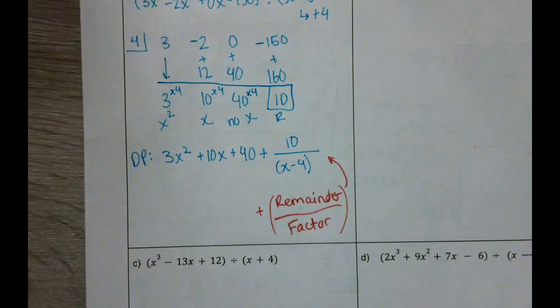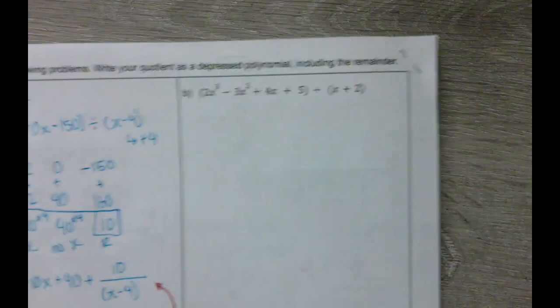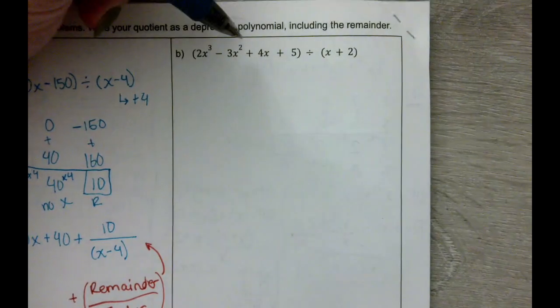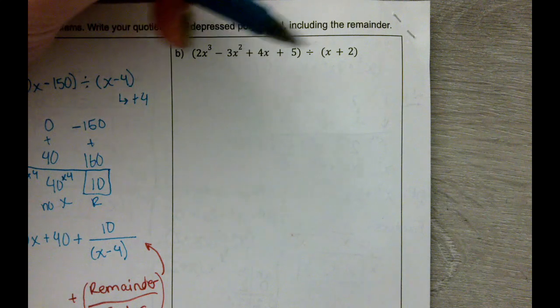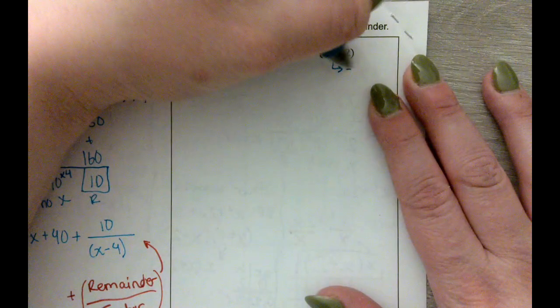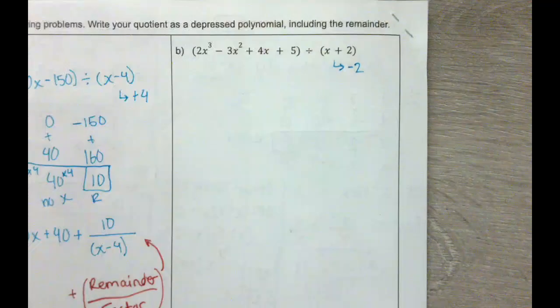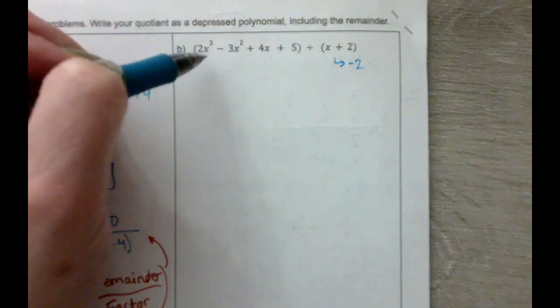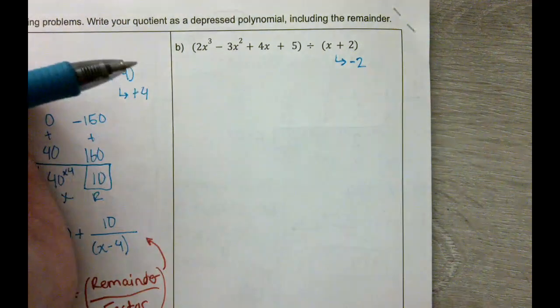All right, B. 2x cubed minus 3x squared plus 4x plus 5 divided by x plus 2. So we change the sign here to -2. And I did not check, but thankfully all of the terms are there. X cubed, x squared, x, no x, we're good.